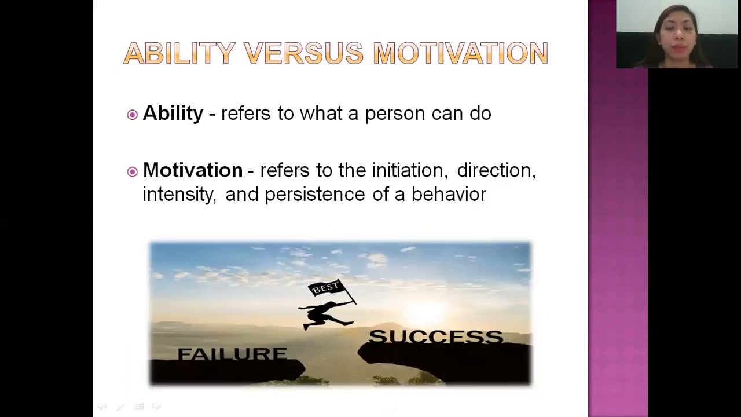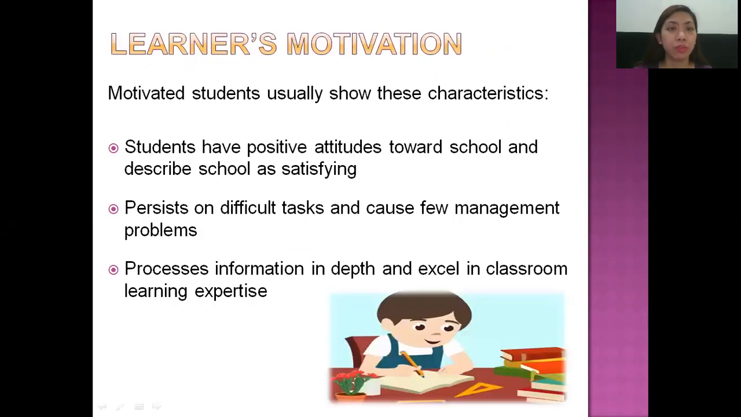People mostly mistake ability and motivation. Ability refers to what a person can do, while motivation refers to the initiation, direction, intensity, and persistence of a behavior. Now, a learner's motivation is a primary factor that influences both the performance and the success of a learner in school. Your learner's level of motivation is shown in his or her choice of action, intensity, and persistence of effort. Motivated students usually show these characteristics.